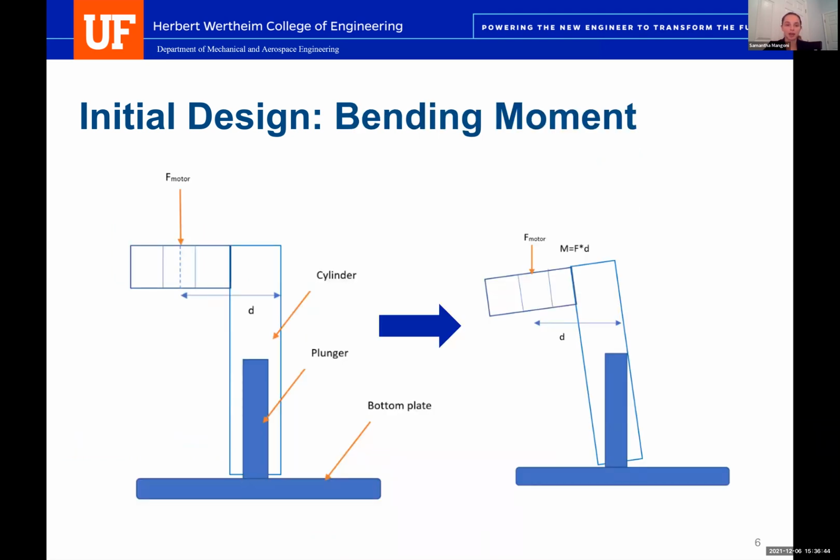And here's an illustration of the bending moment that we saw. Essentially, because of the bending moment, our cylinder was grinding against the plunger that was inside of our design, and it didn't allow the cylinder to actually translate up and down, which was a really big problem for us that we discovered during testing. Next slide.